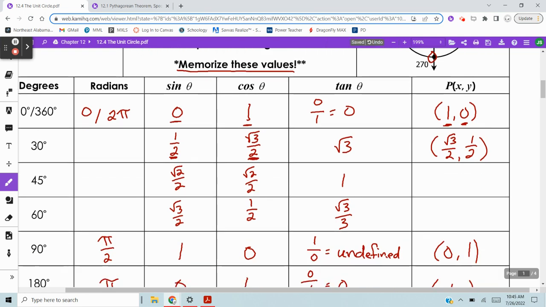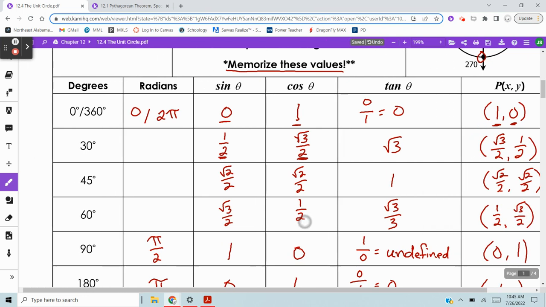We can do the same thing for 45. It's going to be √2 over 2, comma, √2 over 2. At 60 degrees, our x value is going to be 1/2 because the cosine value is 1/2, and the y value is going to be √3 over 2.